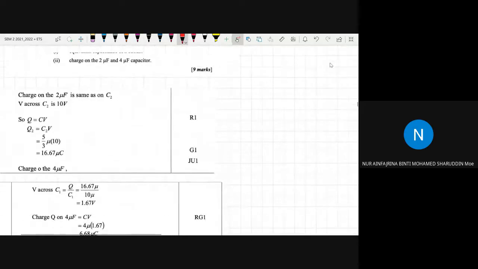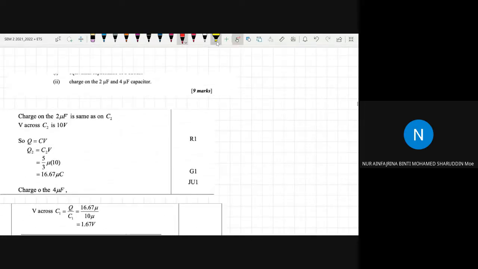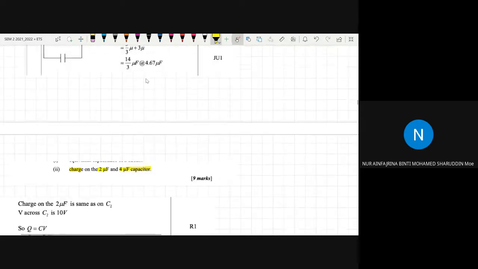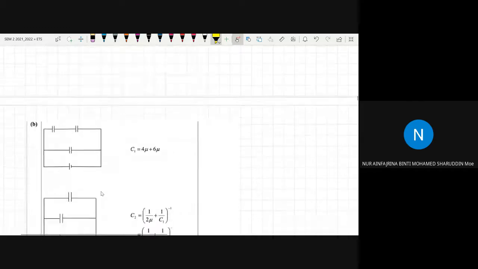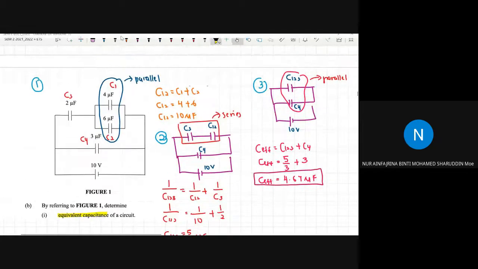So the next question asks us to calculate the charge on the 2 microfarad and 4 microfarad capacitor. So what I'm going to do is use the diagram that Miss drew earlier. We want to find the charge on 2 microfarad and 4 microfarad, so we are going to look for Q3 and also Q1. The question asks us to find the charge on 4 microfarad. The 4 microfarad Miss labelled as capacitor 1, and the 2 microfarad as capacitor 3.